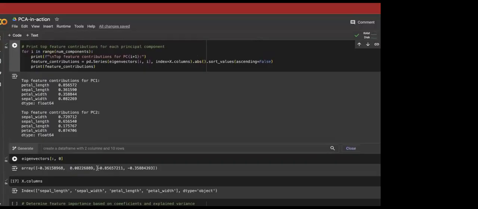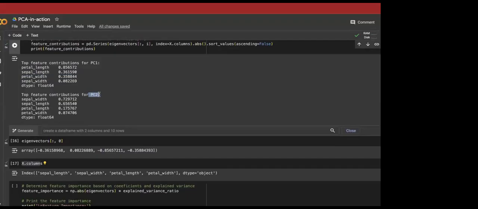You can see that the third column, which is data.columns, petal length, basically had the value in the eigenvector of negative 0.85. So the feature contribution is basically 0.85. Then sepal length has a feature contribution of 0.36, and similarly petal width and sepal width. So what is the feature which is contributing the most to this PC? One is petal length, then sepal length, and petal width, and then sepal width.